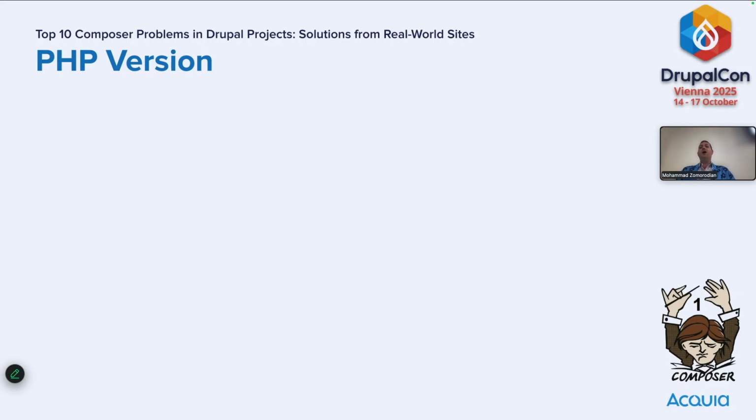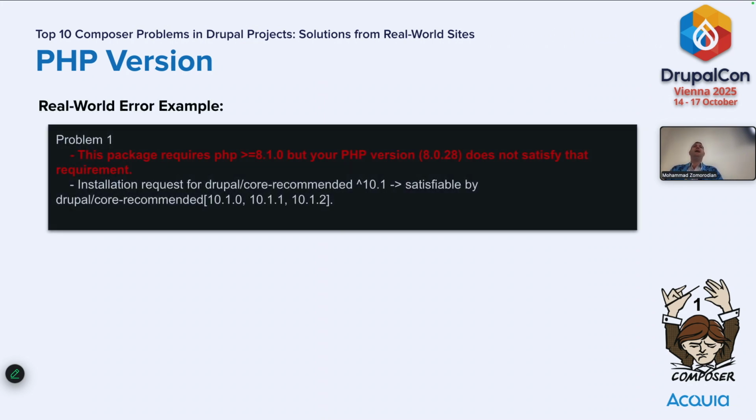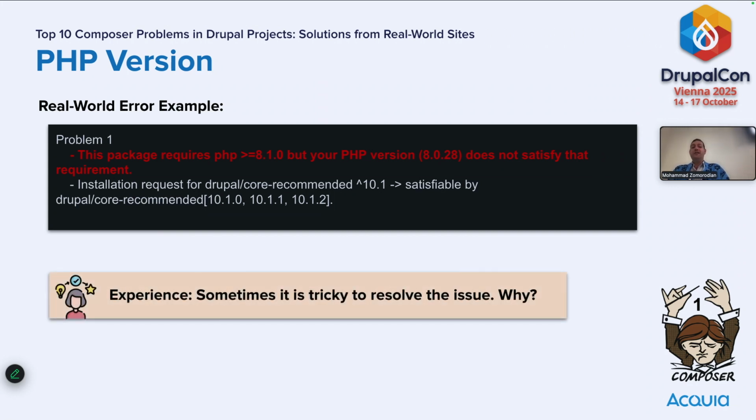Let's begin. Let's start with PHP version, one of the common problems in Composer. Let's begin with the common error that you may have seen, or a similar one: the package requires a PHP version, but your PHP version does not satisfy that requirement. This is one of the common problems that developers and users will receive, and this is due to the PHP mismatch. You may say, oh, this might be an easy issue, but sometimes it's tricky to resolve, and let's talk about why.